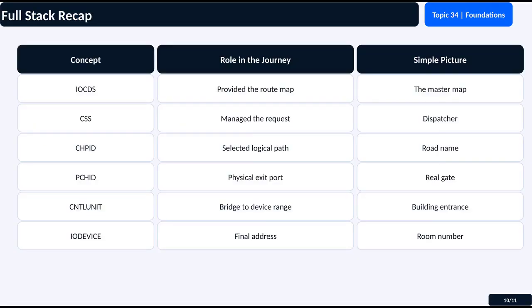Every major concept from the session appeared in this one journey. The IOCDS supplied the map. IML loaded that map. CSS managed the request. The LPAR issued the work. The asynchronous model allowed z/OS to keep working. CHPID provided the logical path. PCHID provided the physical exit. The control unit and device definitions identified the storage target. The link out and CHPID guided routing. The completion interrupt closed the loop.